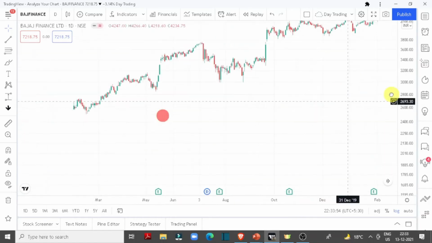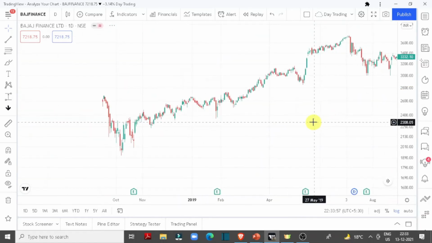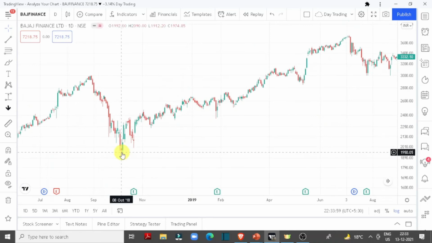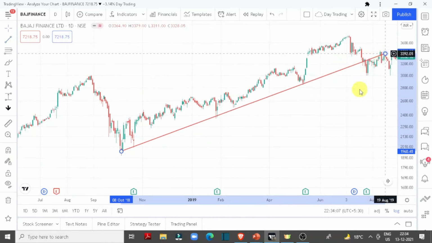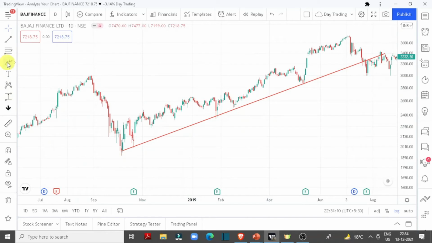So we need some small or some good trend. I think I've got one. Now this trend line is looking good. So let me draw a trend line. If I draw this trend line, then basically I would be able to write the whole trend.